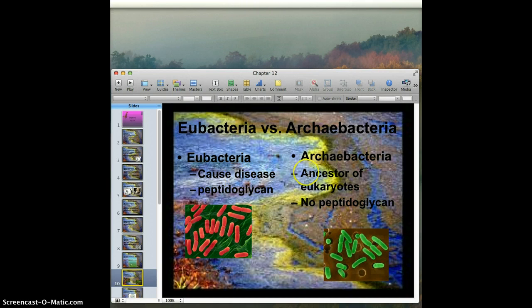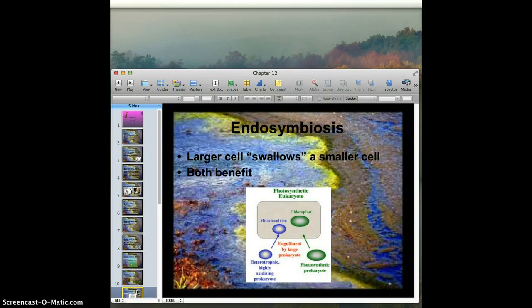And the archaebacteria probably were the ones that led to modern day eukaryotic cells, the cells with a nucleus. But these guys do not have a nucleus. So we'll talk about how we think that ended up in a second. So here we go. The theory of how you go from a prokaryotic cell to a eukaryotic cell.